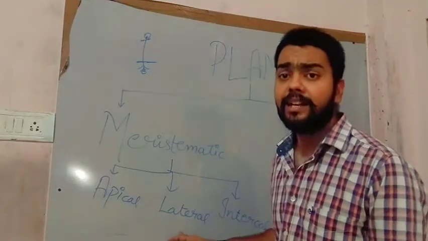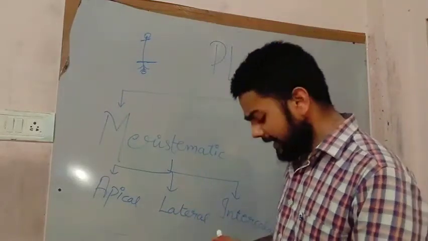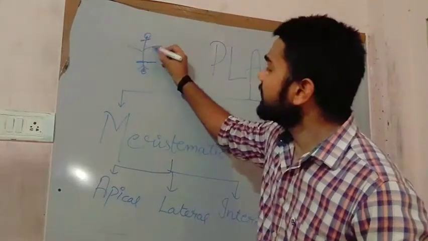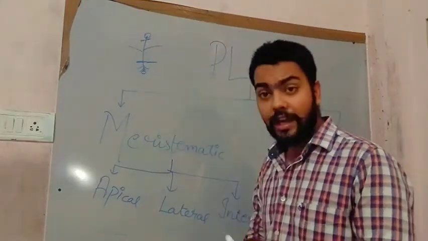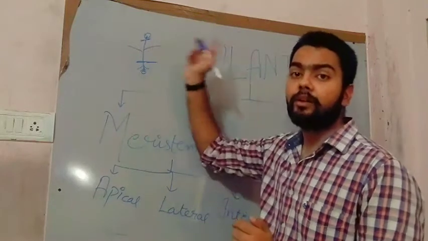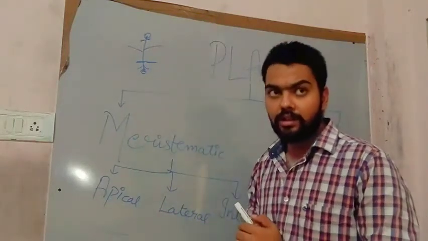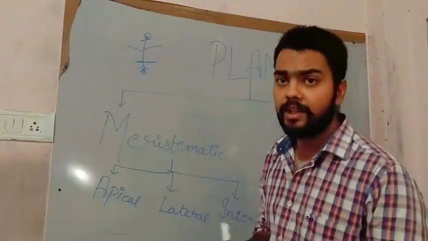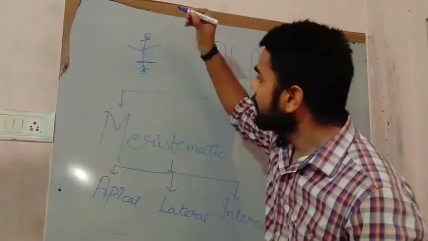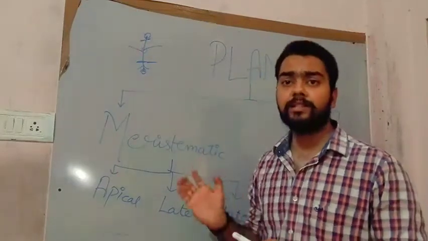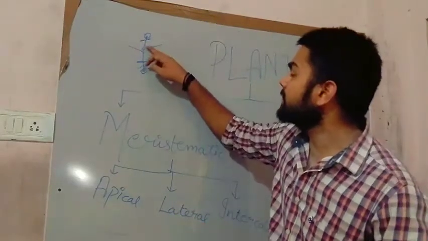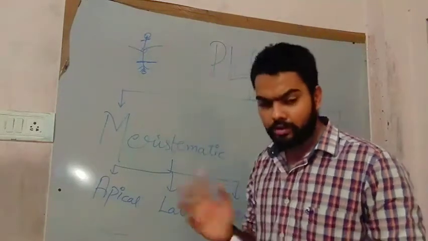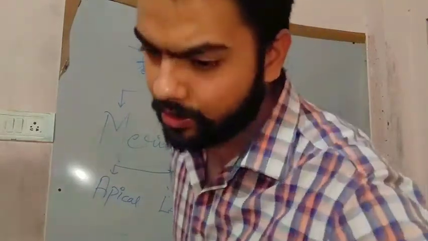Next one is lateral. As the term suggests, it is present in the lateral branches and helps in the increase of the length of lateral branches. Lateral branches means side branches. The next one is intercalary. Intercalary are present at the nodes. Node is the point at which the lateral branches are connected, and it helps in increasing the girth of the plant. So these are three types of meristematic tissue.